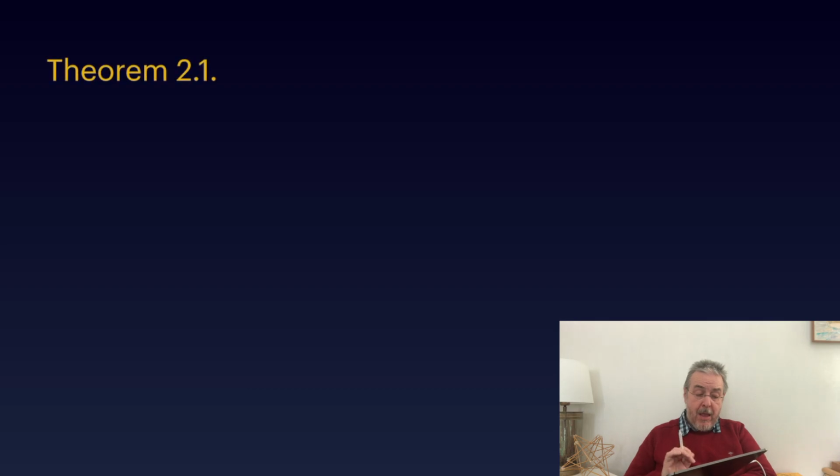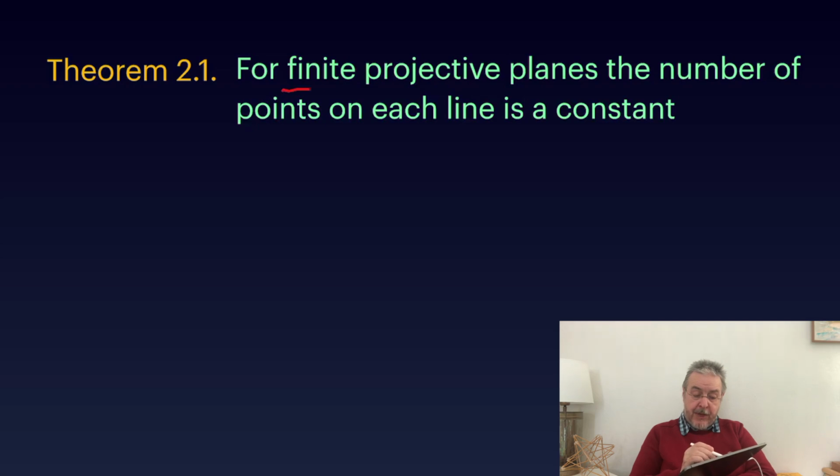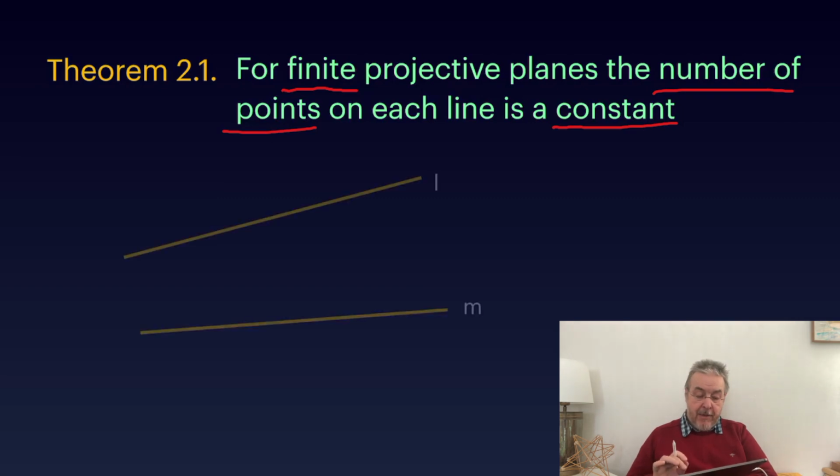Now let's get to the first thing that I really would call a theorem. If you have a projective plane with only finitely many points on it, then the number of points on each line is a constant. So if you have a finite projective plane, then it happens that each line has exactly the same number of points on it. Remember the Fano plane? There we saw that each line had exactly 3 points on it. This was a special case of that theorem here.